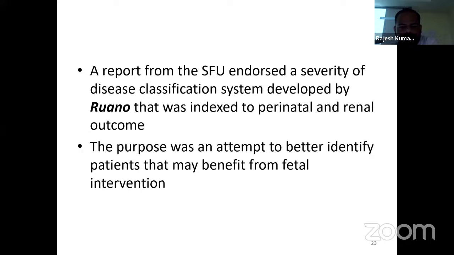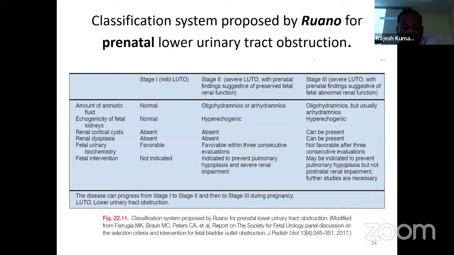A report from the Society of Fetal Urology endorses a severity of disease classification system developed by Ruano that was indexed to perinatal and renal outcome. The purpose was an attempt to better identify patients that may benefit from fetal interventions. The classification system proposed by Ruano for prenatal lower urinary tract obstruction is categorized in three stages. Stage one is mild lower urinary tract obstruction, stage two is severe lower urinary tract obstruction with preserved renal function, and stage three is also severe lower urinary tract obstruction with abnormal renal function.